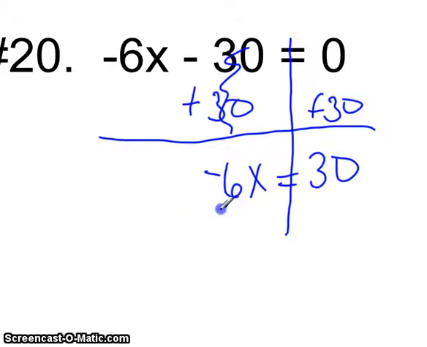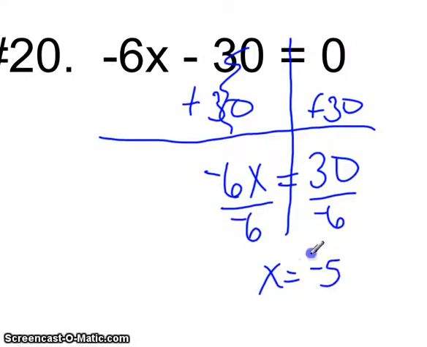And my last and final step is to undo this multiplication that happens between the coefficient and the variable. So to undo multiplication, I'm going to divide by that coefficient, which is a negative 6. I have to repeat on both sides to keep my equation balanced. So x equals negative 5.